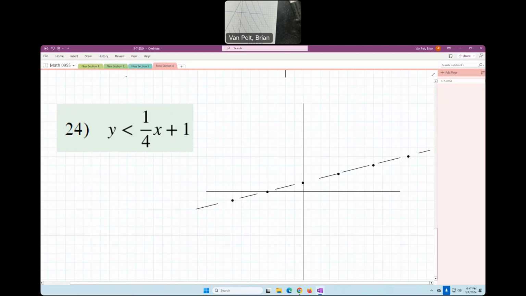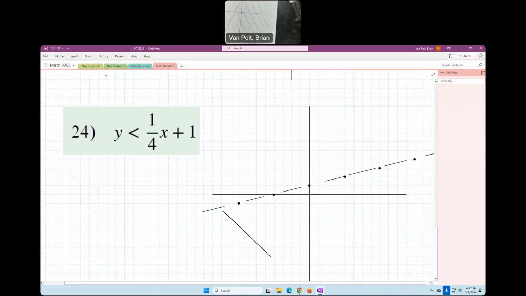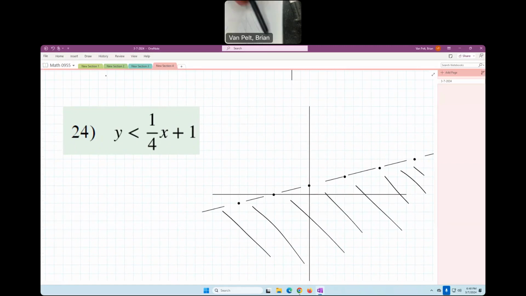Which way should I shade, below or above? It's y is less than. That's smaller. Down below, that's right. So less than is below, greater than is above. Then do I have all the shades down in this region? All right.